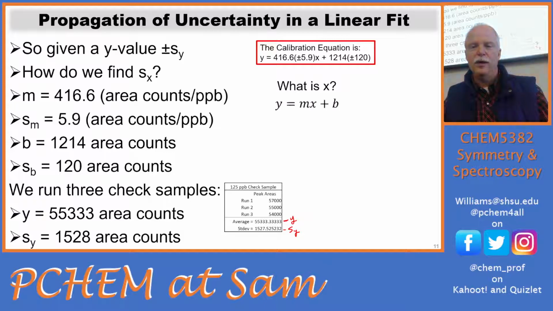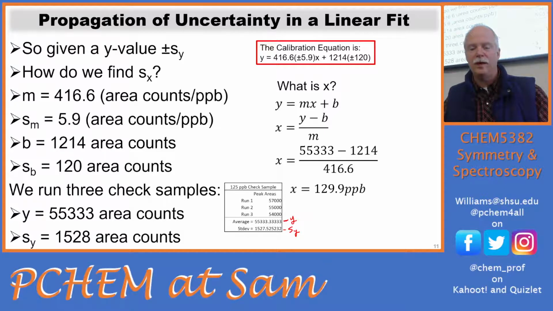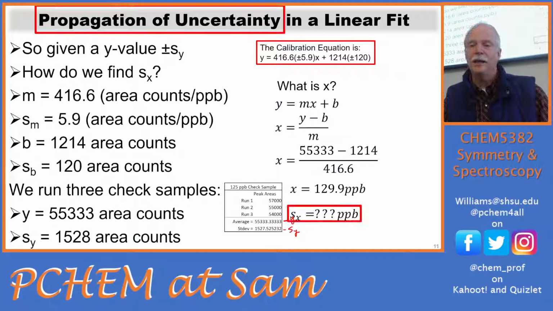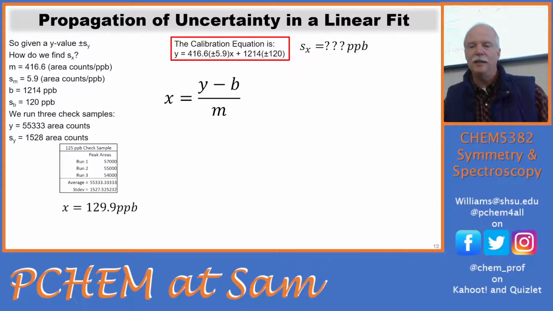So we can solve for x very easily, right? Y minus b divided by m. Okay, so that's not a problem. And so we'll go ahead and do that. Y minus b divided by m, 129.9 parts per billion. Piece of cake, okay? I know my concentration. But what are my uncertainties? How plus or minus, right? And so we've got to figure out what that is.